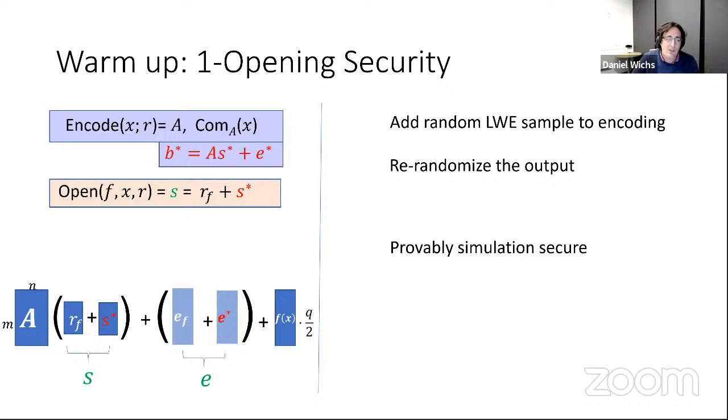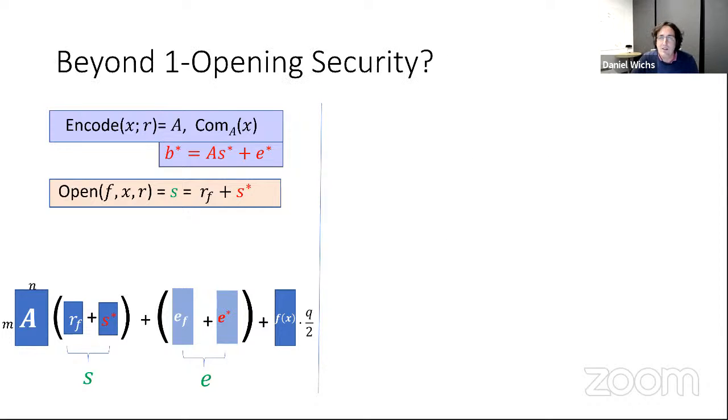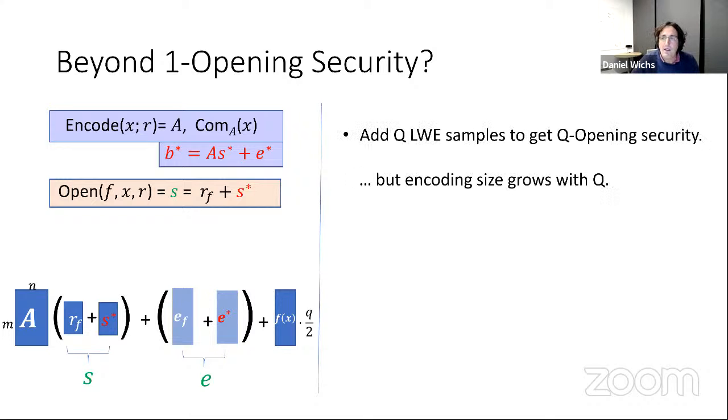And it turns out that you can show that this is provably even simulation secure. I can simulate the encoding and the opening given just the function output. In essence, this S star completely blinds the sensitive value R_F, and the E star blinds the sensitive value e_F, that might reveal something more than you wanted. So that's great, but that only gives us one opening security. How do we go beyond that?